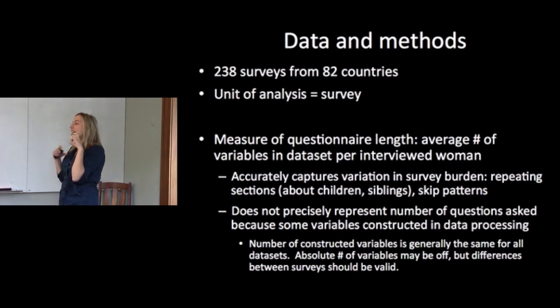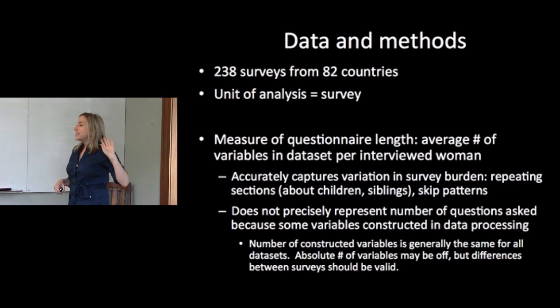There are really complicated skip patterns. A woman who answers yes to one question gets asked this set of questions. A woman who answers no gets asked this set. So if you count them naively, you'll double count. There's also a lot of repeated sections in the questionnaire. For example, in maternal mortality, a woman answers the same set of questions for every sibling she has. So if you count them only once, you're not getting an accurate count.